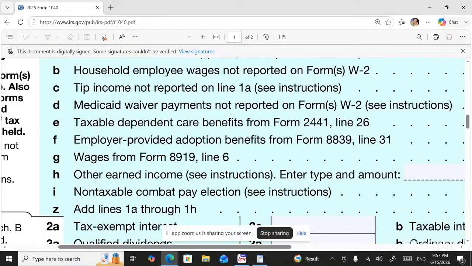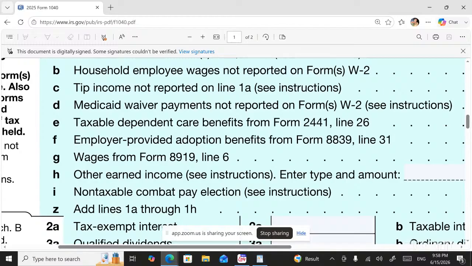Now, if it is received in the form of the W2, that would have been already included in the 1A line itself, because they have received the W2 form. If the W2 form is not received, even though money is received, then it will be included in line item 1D in the name of the Medicaid waiver payments not reported in W2 form.